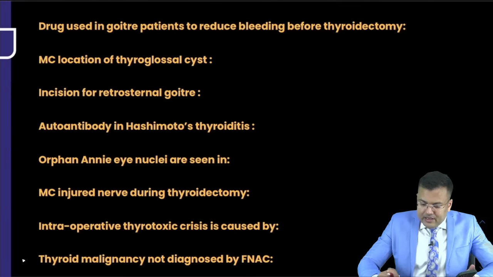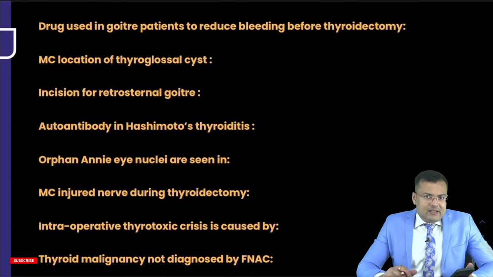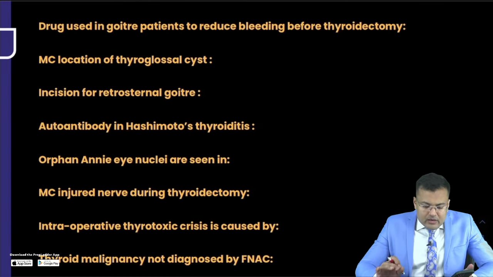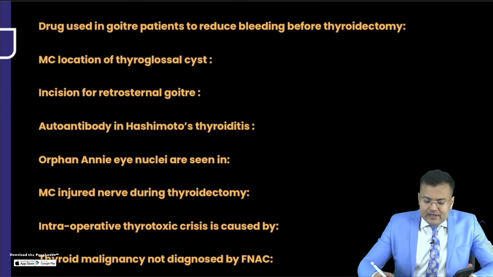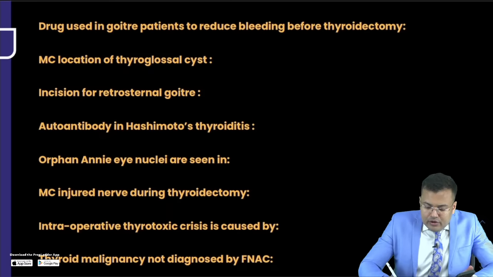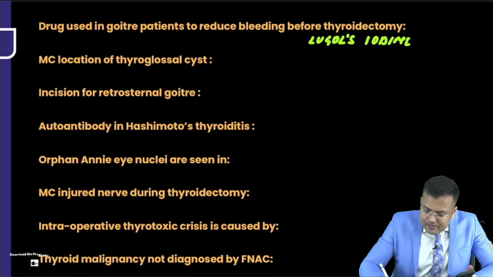Simple mastectomy. Next, tell me, this was asked in a latest exam. Drug used in goiter patient to reduce bleeding before thyroidectomy. Let me see who is going to reply. Yes. Uma, Yashashvi, Vrushali is the first person, Dr. Reformer, very good. Virender Yadav, Abhishek Ankur, Bhargavi, Shubham Gupta, very good. Majority of you are correct here. It is Lugol's iodine. Clear guys?